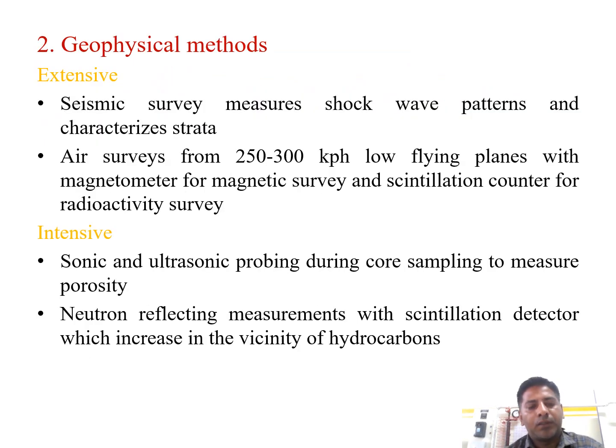Next one is the geophysical method. The geophysical method has two categories: one is extensive, and the next one is intensive. The extensive method includes the seismic survey, which measures the patterns of vibrations in the strata, and also the air survey, at 250 to 300 kilometers per hour with low flying planes carrying a magnetometer for magnetic survey and a scintillation counter for radioactivity survey. The intensive method uses sonic and ultrasonic probing during core sampling to measure porosity.